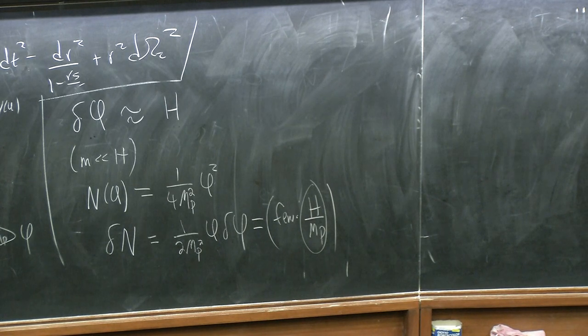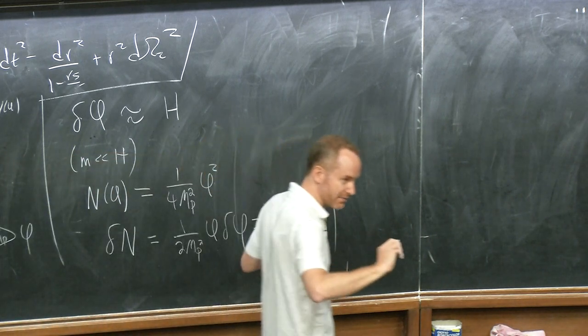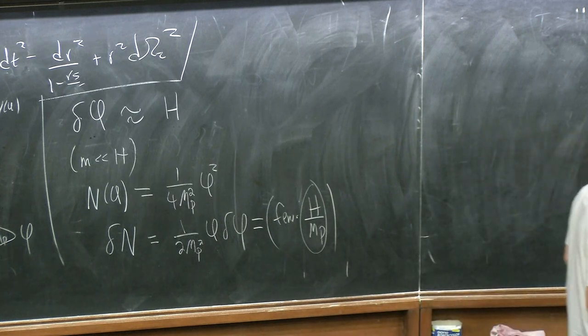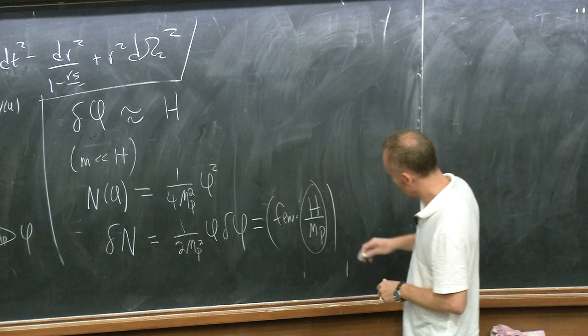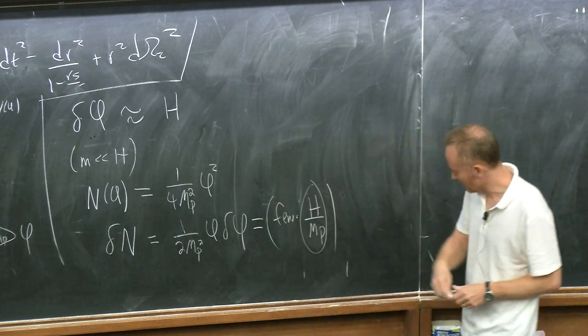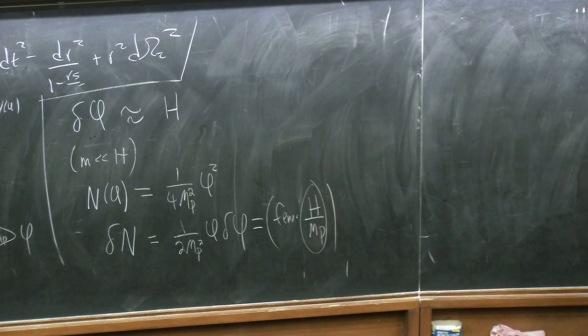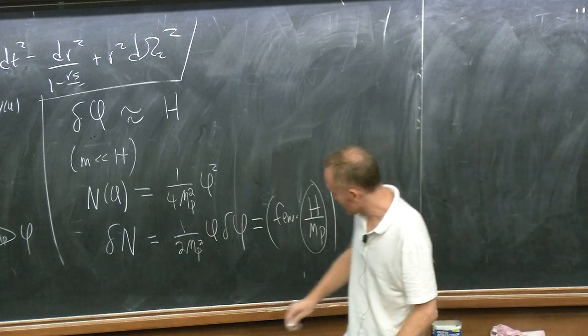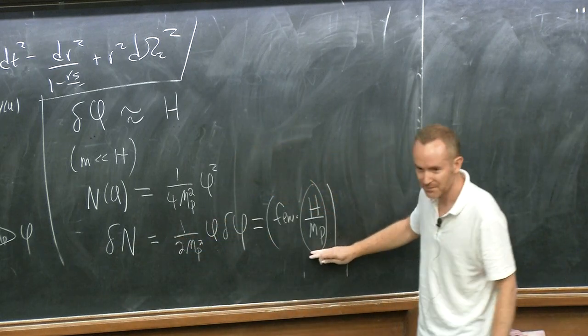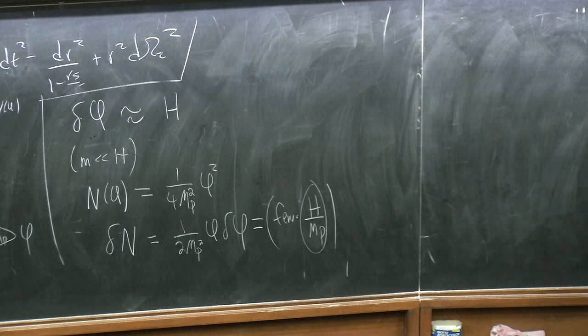So we must be in a regime where H, which is the inverse radius of curvature of this universe, should be smaller than m Planck. So H over m Planck is small. And then it's true that indeed this is a small fluctuation. So delta N is much less than 1. Okay, so the typical change in how many e-folds inflation lasts is much less than 1.